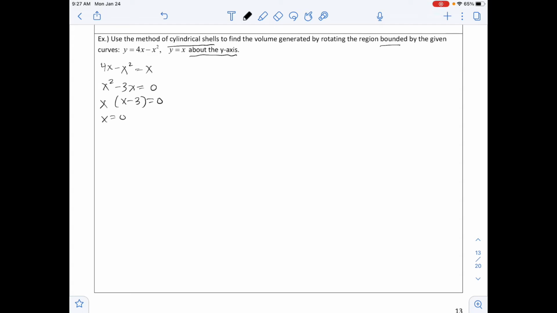So I get x equals 0 and x equals positive 3. And so from here I'm going to go ahead and sketch what this graph would look like. And again, I'm rotating this around my y-axis, so I'm going to make sure that I leave some space over on the left side of my graph to rotate.